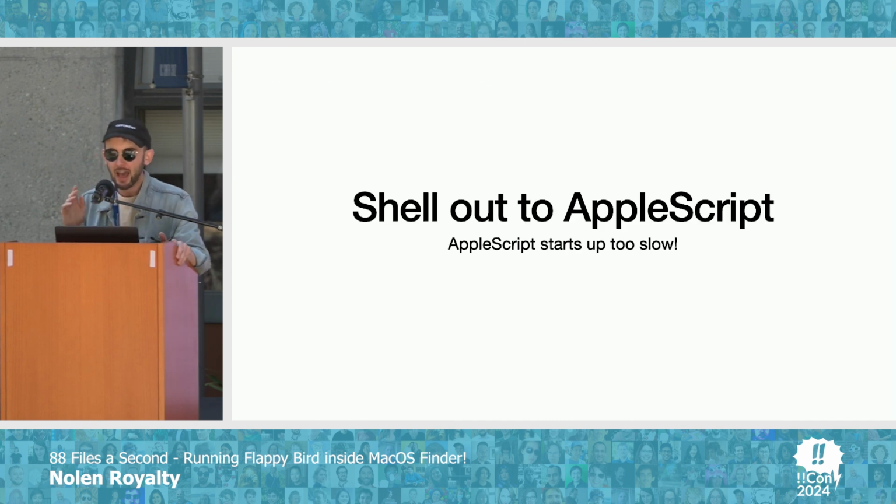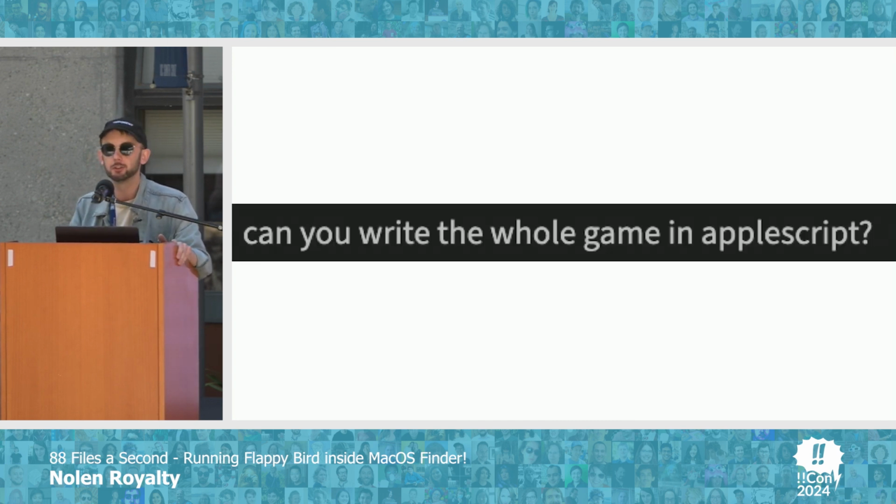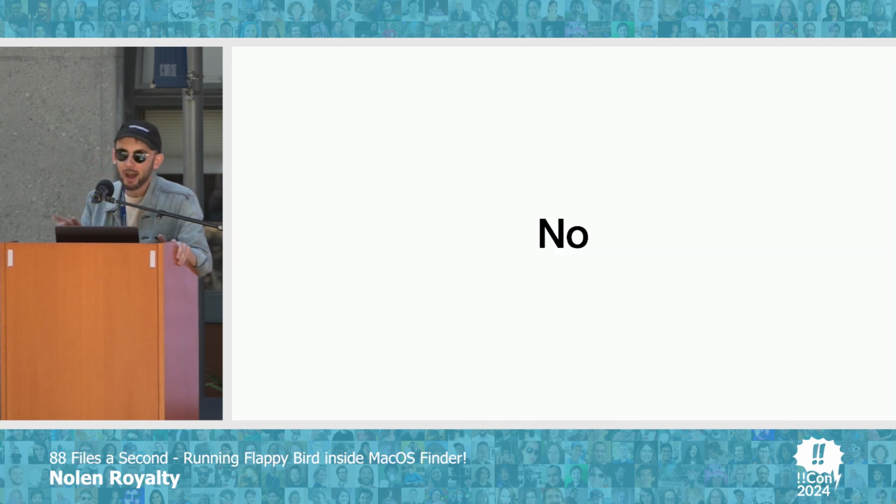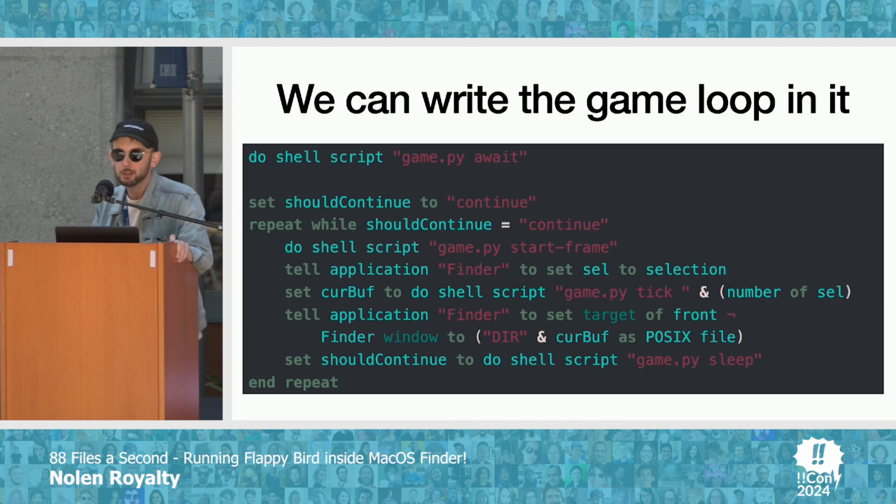And it turns out that AppleScript starts up too slowly for us. And I looked for all sorts of ways to fix this. I tried compiling my AppleScripts, which isn't really a thing, but it says it's a thing, all sorts of stuff. I polled my friends on what to do, and a friend suggested, can you just rewrite the whole game in AppleScript? And no, I'm actually not that crazy, but almost. We can get really close. What we can do is rewrite our game loop inside AppleScript, calling out to Python instead of the other way around.